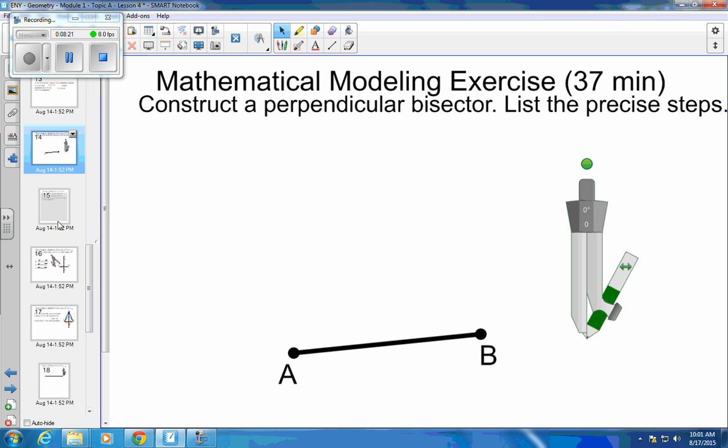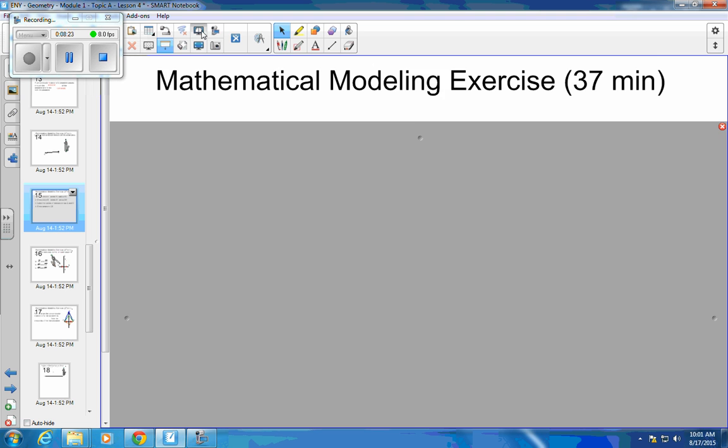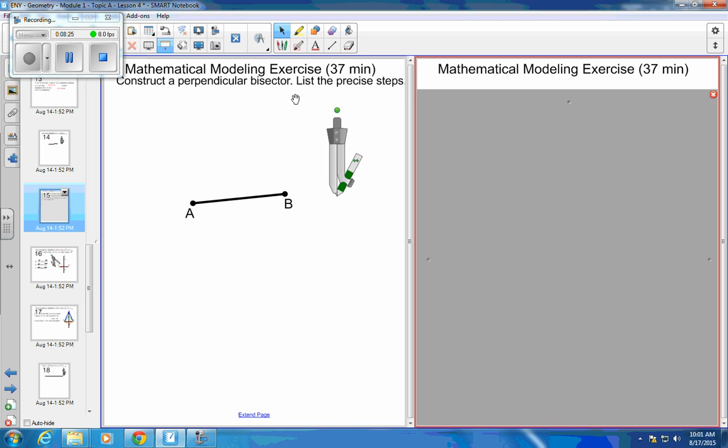Okay, so the next thing we want to do is construct a perpendicular bisector. Knowing what we've learned from our last lessons about bisectors and how we did constructions, we want to list the precise steps here. So take a moment, see if you can do this on your own, and then come back and watch it.